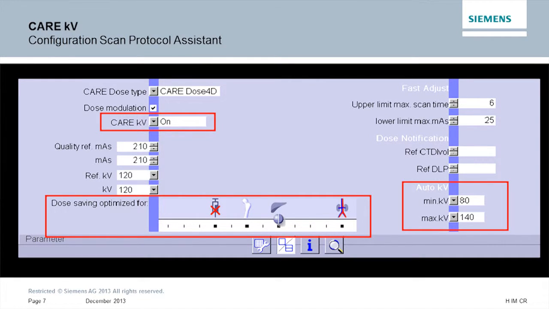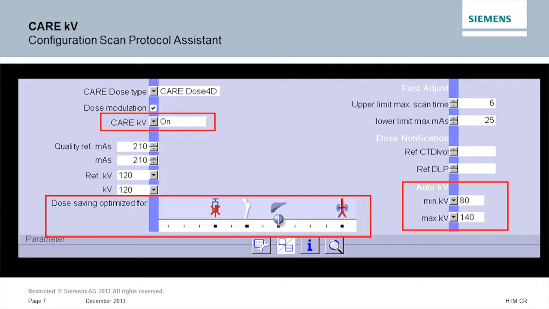And you slide that slider over to tell the machine, I know you know what the scout looks like, but I'm telling you now what my goals are in this examination. Is it a CTA? You can probably go pretty low dose and very low kV. If it's a liver, you don't want to make those kind of choices. And here you can see where we've set our minimum kV and maximum kV along with the slider, and we've actually set the Care KV on.